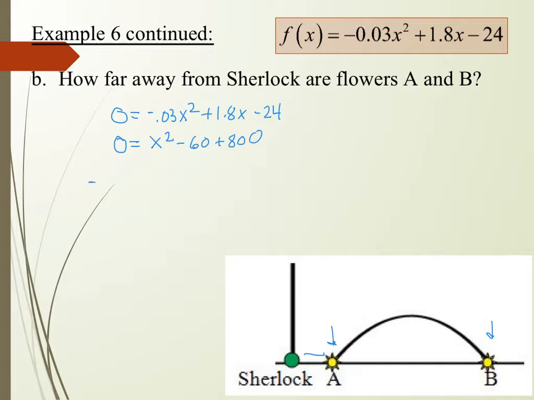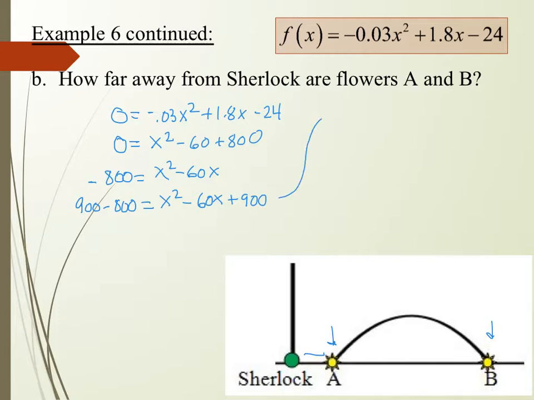So now we get negative 800 is equal to x squared minus 60x, and now if I complete the square on the right hand side, we will get 900 minus 800 is equal to x squared minus 60x plus 900, because I took half of 60 and I squared it and I added it to both sides.